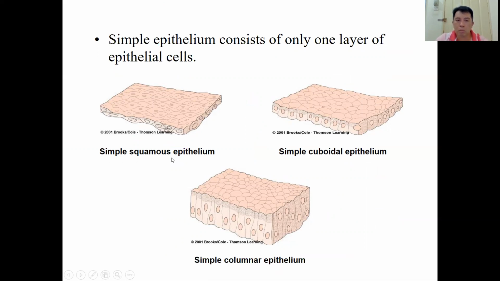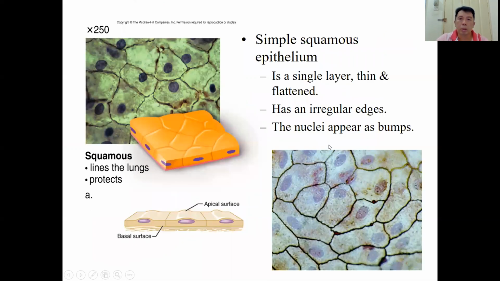Like here, simple squamous epithelium, simple cuboidal, and simple columnar. Simple squamous epithelium is a single layer, thin and flattened, with irregular edges. The nuclei appear as bumps. From here you can't see the bump, but here it appears as a bump, because the cell is thin and flattened.